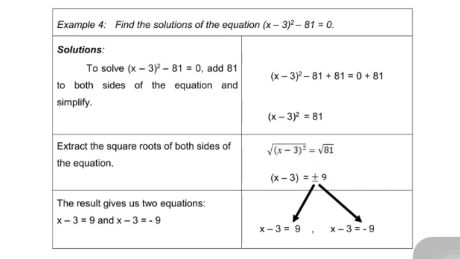Now let's have example number 4 here. Find the solutions of the equation quantity of x minus 3 squared minus 81 equals 0. To solve this one, first we're going to transpose negative 81 to the right side. So the equation will become quantity of x minus 3 squared equals 81. Then next, you're going to extract the square roots of both sides of the equation. So you're going to extract the square root of quantity of x minus 3 squared equals the square root of 81. So the square root of quantity of x minus 3 squared is x minus 3.